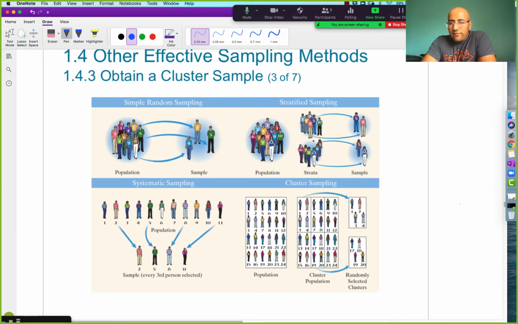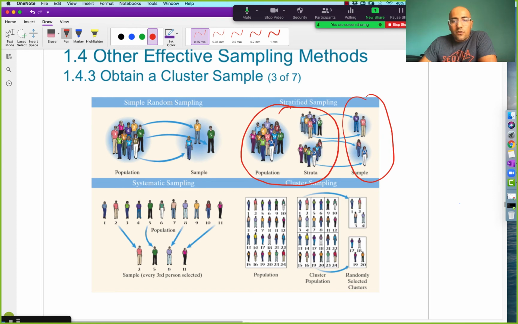Okay, so let me see if I can answer that. So strata just means that you're separating your population. So this is still part of the population. You're just coming up with some way of separating them first before you pick your members. And then this over here is your actual sample.